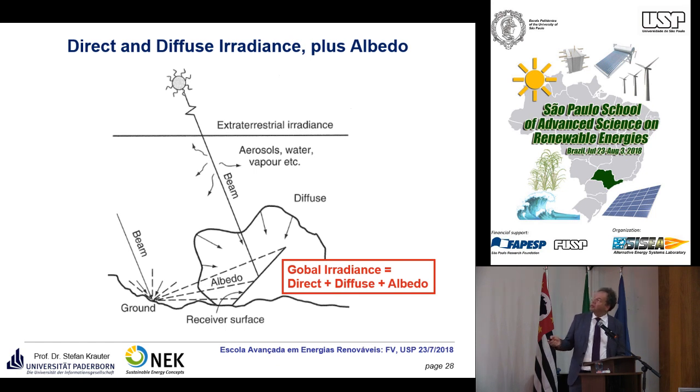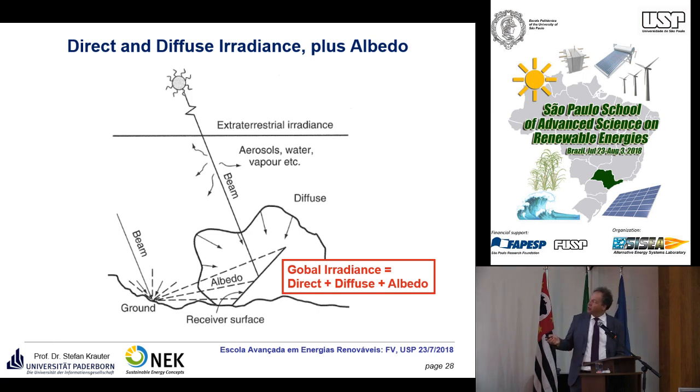We talked only about direct irradiance. You don't have only direct, because a lot of it is scattered or absorbed in the atmosphere. In sunny areas we have a large part, about 30%, of diffuse irradiance. In Germany, in winter, we often have 100% diffuse irradiance. You don't see the sun directly.